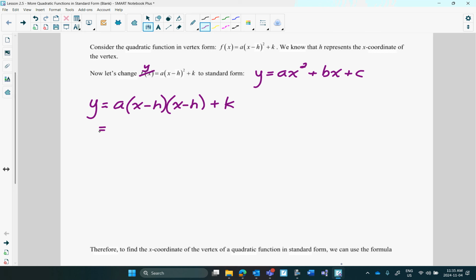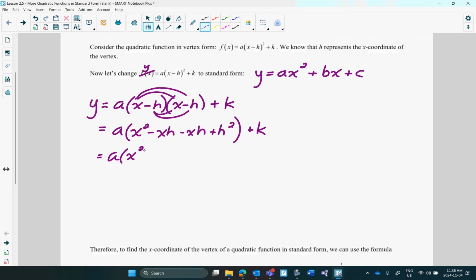Next thing I'm going to do is actually multiply these two up. Four multiplications. So I'm going to get a times x squared minus xh minus xh plus h squared, close parentheses, plus k. And I can simplify inside the parentheses a little bit. Minus 1xh and another minus 1xh make minus 2xh.